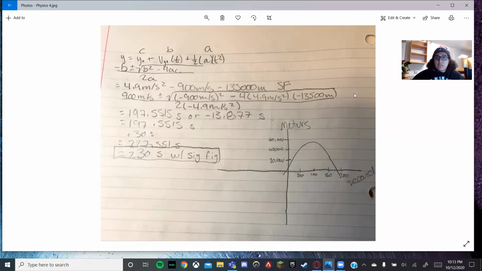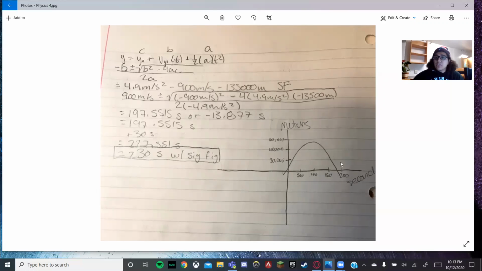And when you do that in your quadratic formula, you get two answers, one that makes sense and one that doesn't. You have a negative time, so we can discontinue that one. So you have 197 seconds, and you add your initial 30 seconds from part one. So you get 227.5 seconds, and with significant figures that would be 230 seconds.